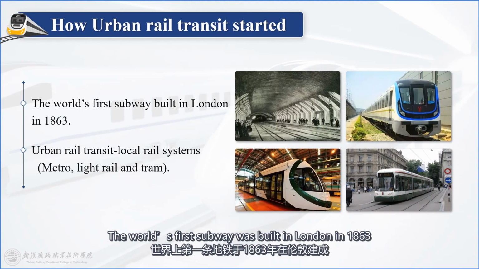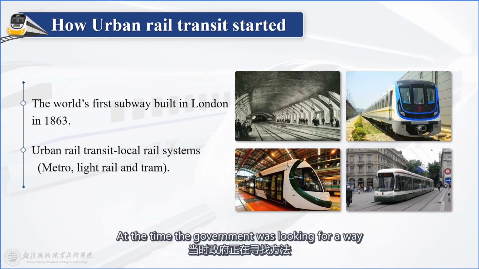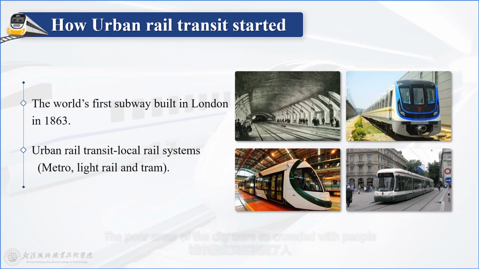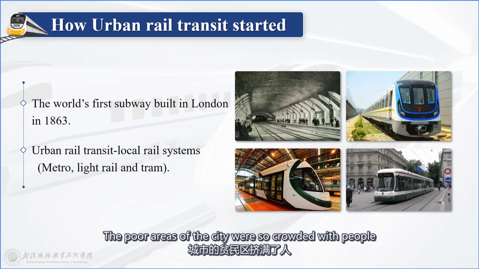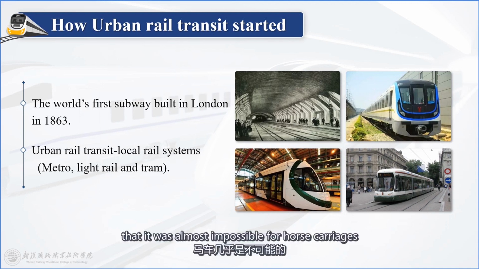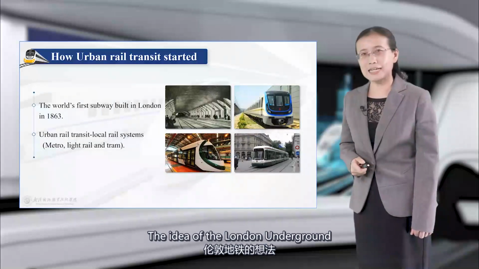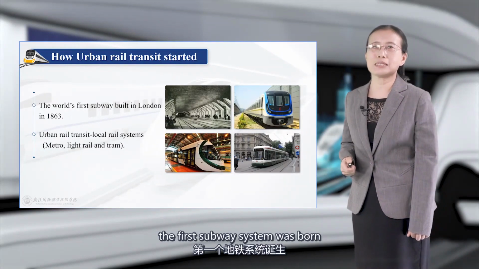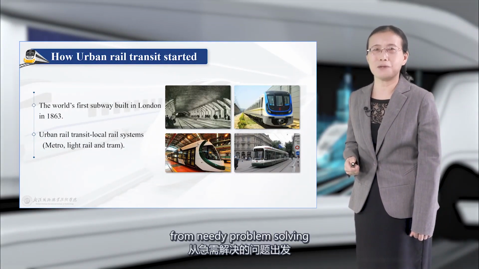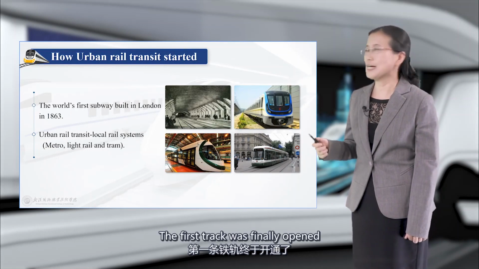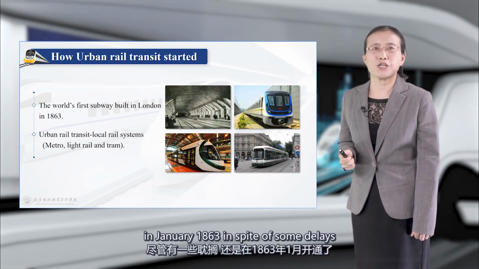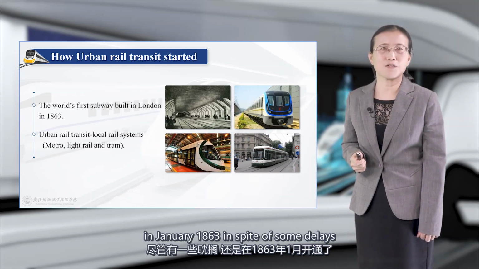The world's first subway was built in London in 1863. At the time, the government was looking for a way to reduce traffic problems in the City of London. The poor areas of the city were so crowded with people that it was almost impossible for horse carriages, the taxi of those days, to get around. The idea of the London Underground, the first subway system, was born from needy problem solving. The first track was finally opened in January 1863, in spite of some delays.